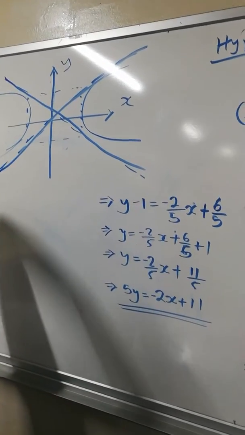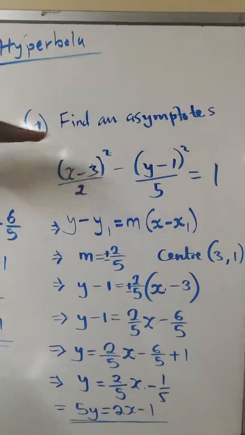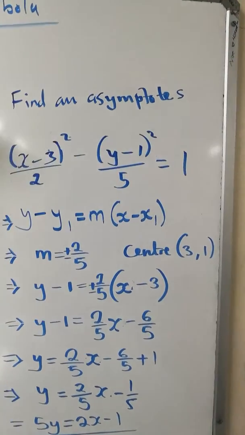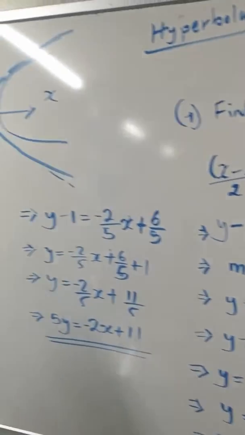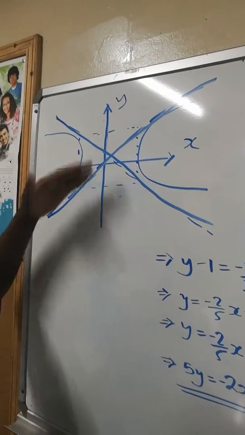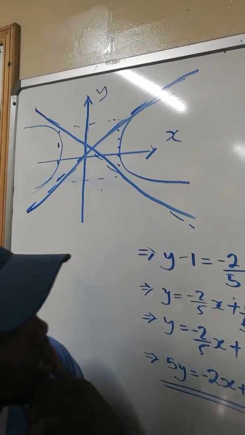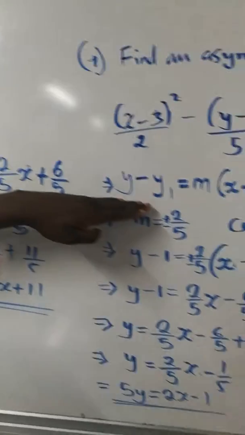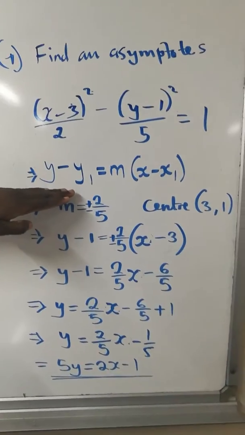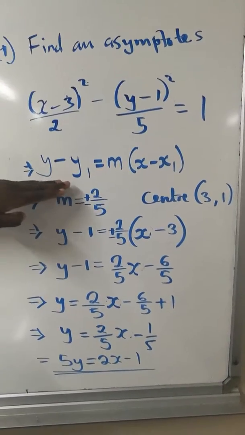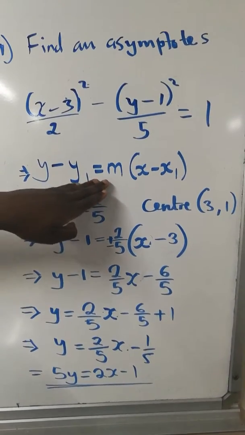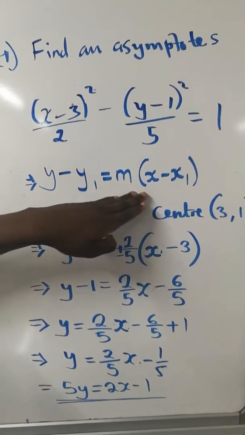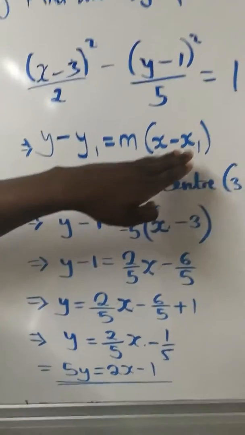So that's it. Now, this question, they have given us a hyperbola equation. They have asked us to find the equations for these lines. How are we going to find these equations? We know the formula for finding the equation of a line is y minus y1 is equal to m, where m is the gradient, multiplied by x minus x1.